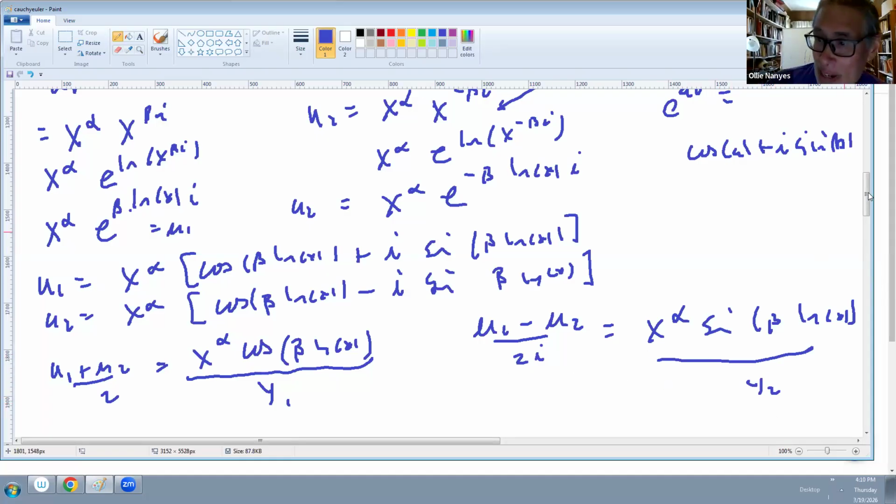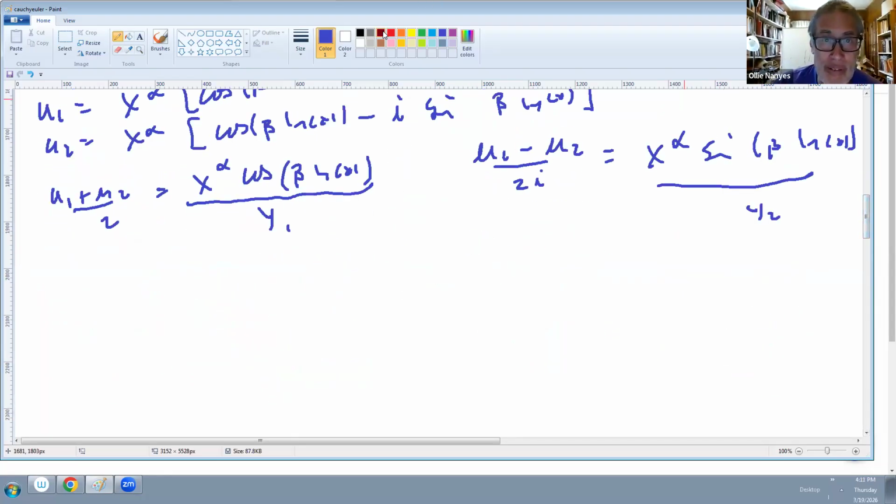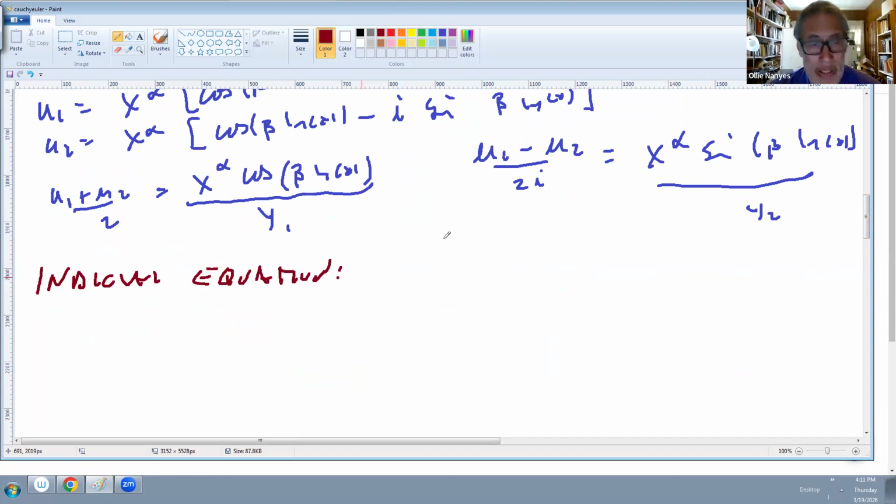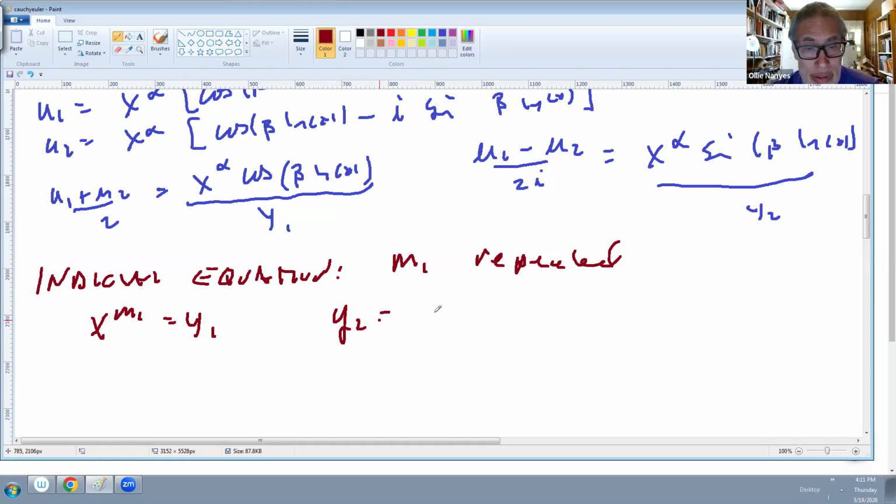Now in class, I haven't justified this, but then the last case is that our initial equation has a repeated root. And I have not justified this. I will do a supplementary video here. But you have x to the m1 will be solution 1. And it'll turn out that y2 equals log of x times x to the m1 will be the second solution.